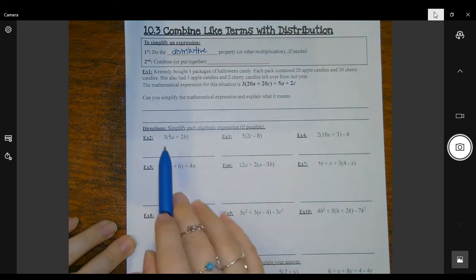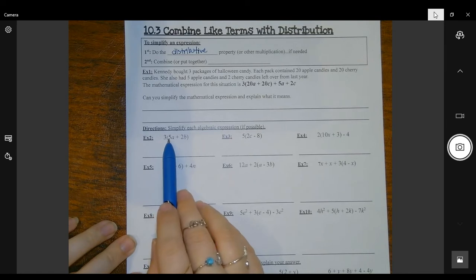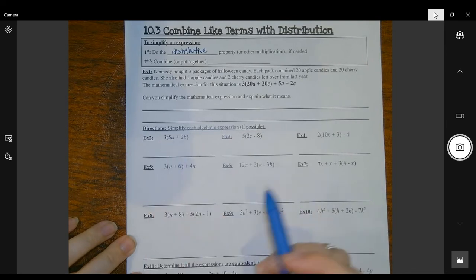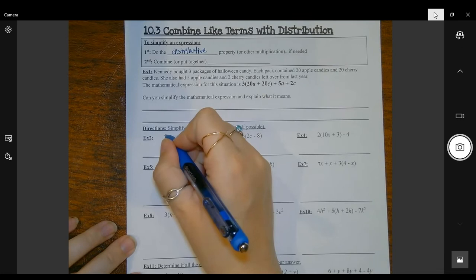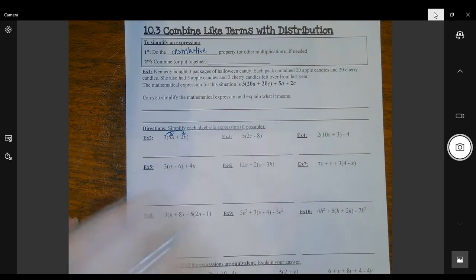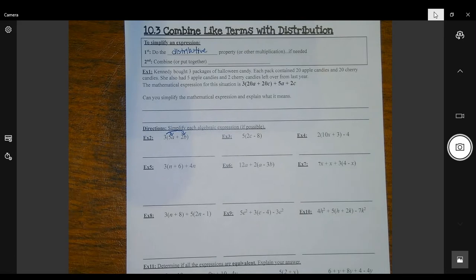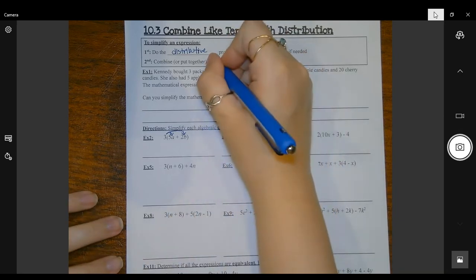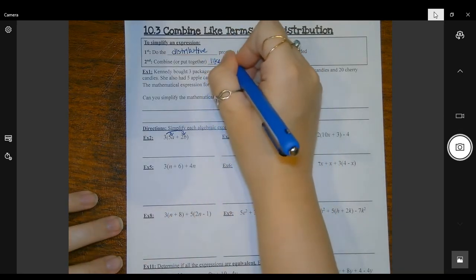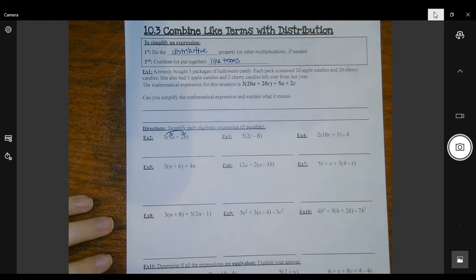Anytime you see a number in front of parentheses with no sign between them, that means you're going to distribute it. You're going to take the number out in front and multiply it to this term and multiply that number to this term as well. Once you've taken care of the distributive property, then you combine or put together any like terms. So let's go ahead and take a look.